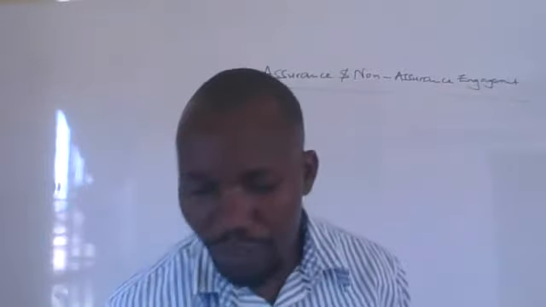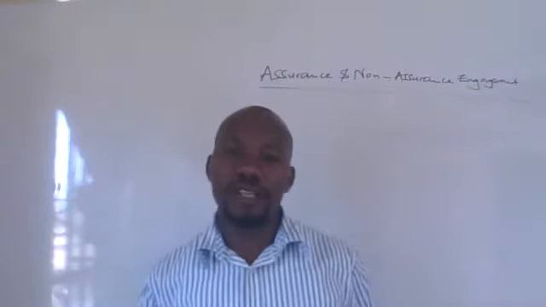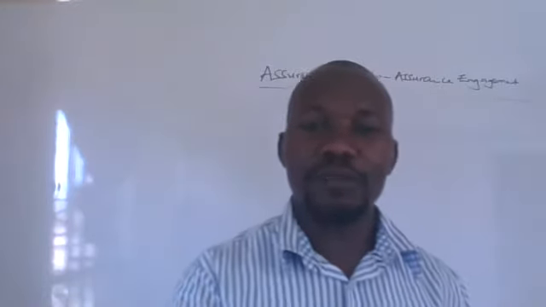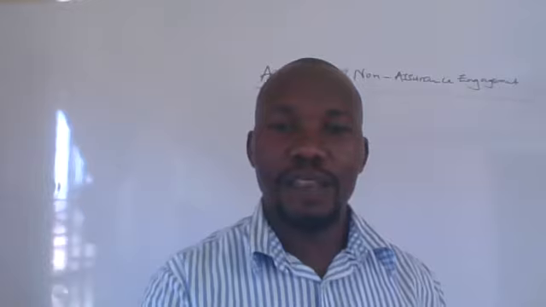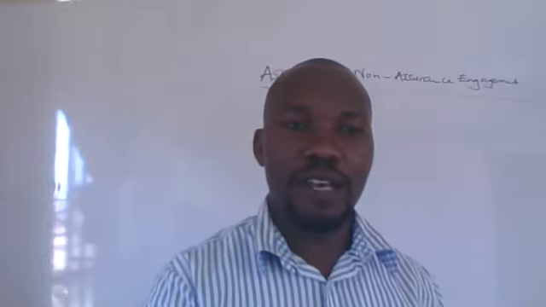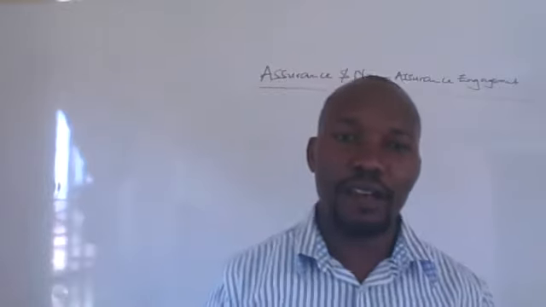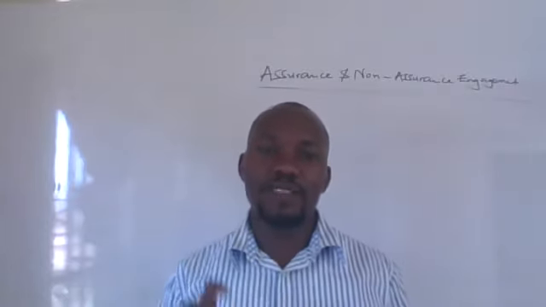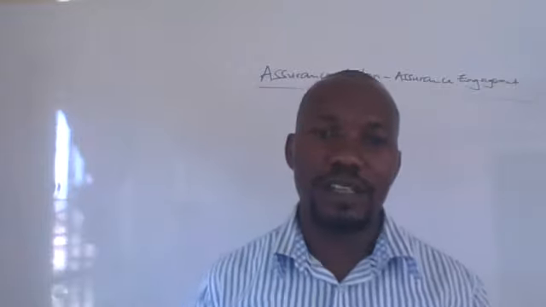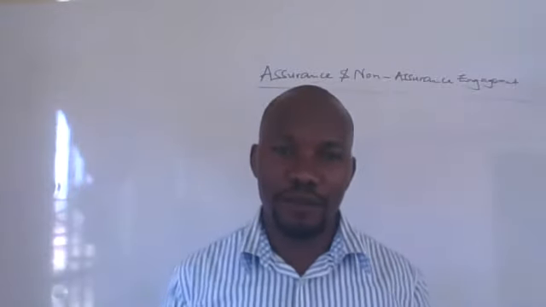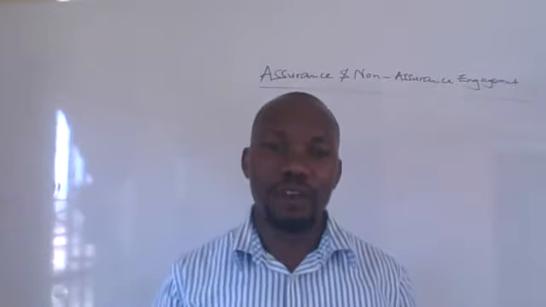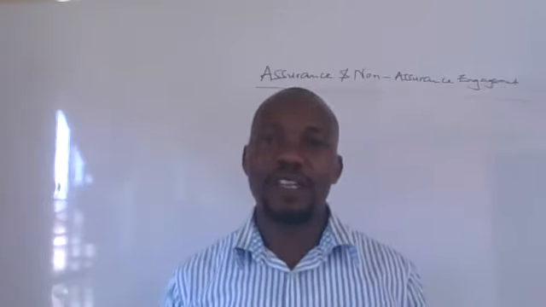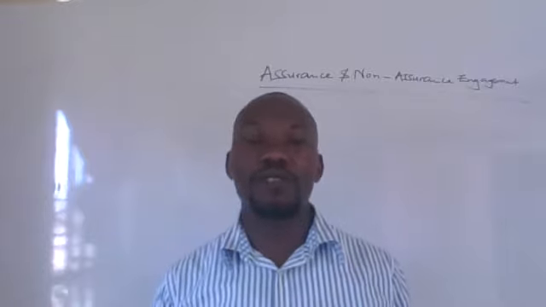So basically what you need to know is that we have assurance engagements. These are engagements where the auditor or practitioner needs to give a conclusion at the end of the engagement. That is assurance, meaning that he's going to assure the users of the information. He's going to raise their level of confidence. That means that he has to give an opinion at the end. He has to give a conclusion. But in non-assurance engagement, the auditor doesn't need to give a conclusion.